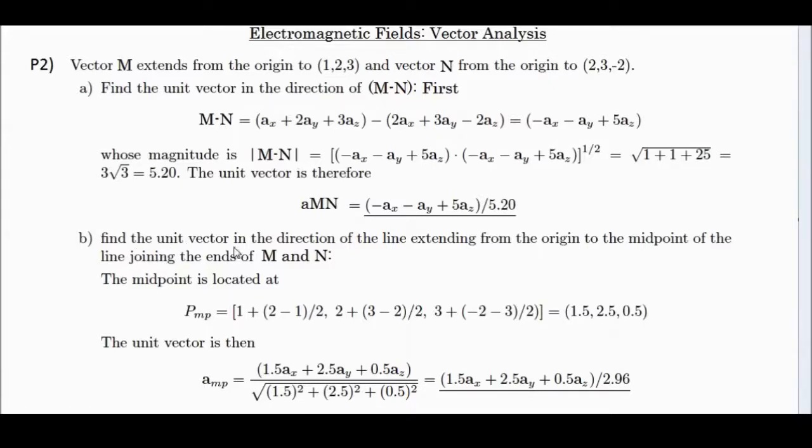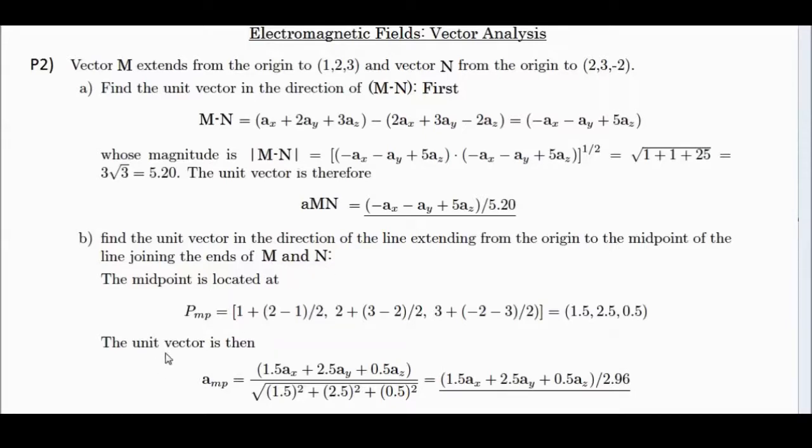Find the unit vector in the direction of the line extending from the origin to the midpoint of the line joining the ends of m and n. So the midpoint is located at, this is the computation. So this is how we compute the midpoint of the m and n vectors.